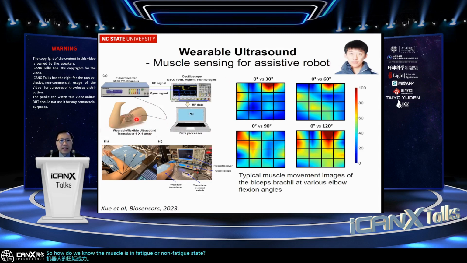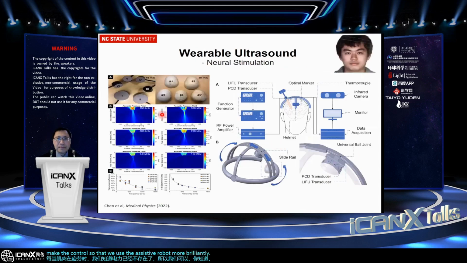And Xiaoning came up with this idea together with Dr. Sharma. We use this ultrasound transducer to look at the displacement or elasticity, right, at different angles, different muscles. Whenever the muscle is fatigued, we know the elasticity is not the same anymore, so that we can make the control use the assistive robot more brilliantly. Okay. The next wearable ultrasound is collaborating with Professor Wen Feng.